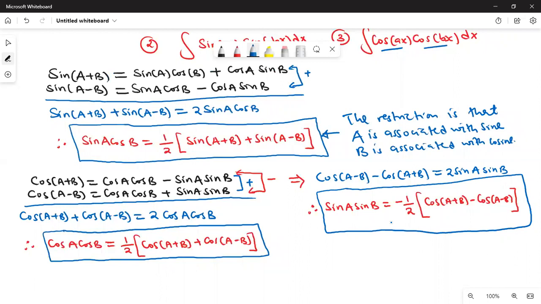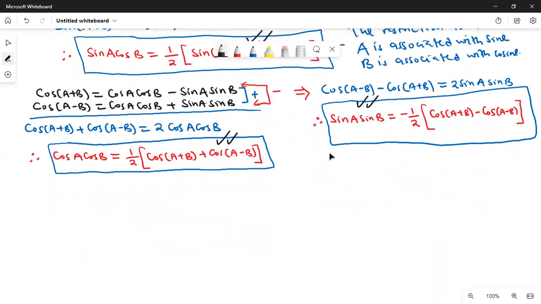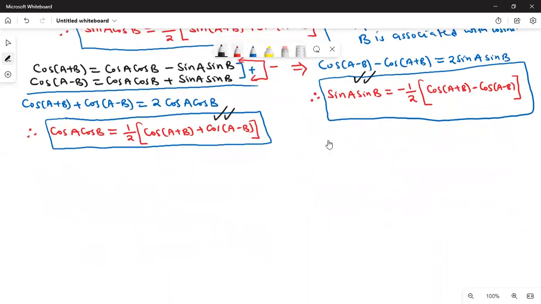So these three identities, let me take them. This is the first identity, the second one, and the third one will help us integrate problems where the integrand consists of products of sines and cosines. So I'll give you some examples, but before we look at examples, let's look at another identity that is very important for us.